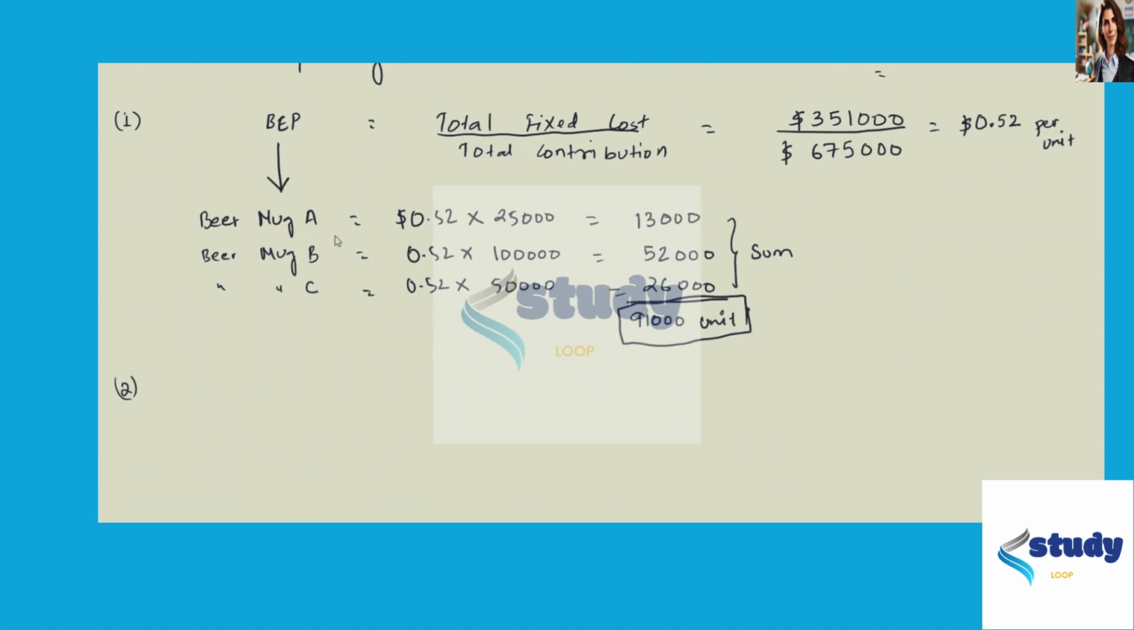So what we have is total contribution as 675,000, and if we subtract the fixed cost of 351,000, then we will get our operating income as 324,000. This is the operating income.